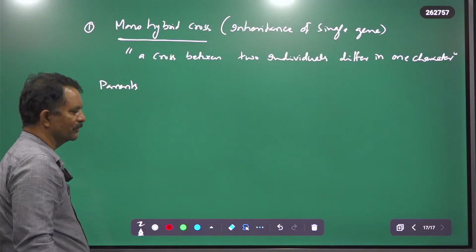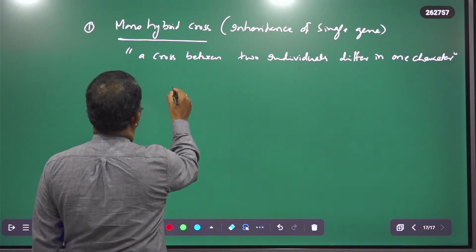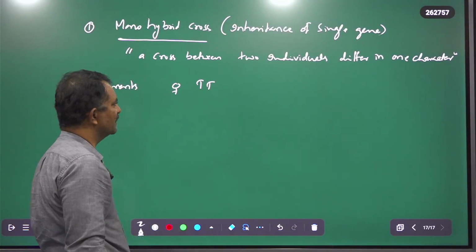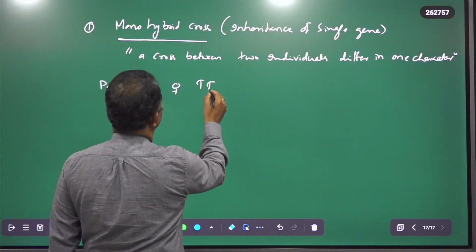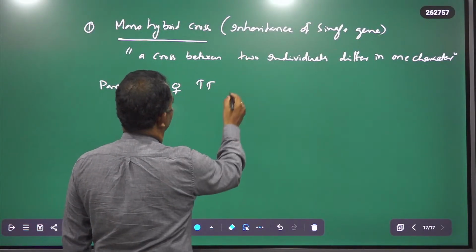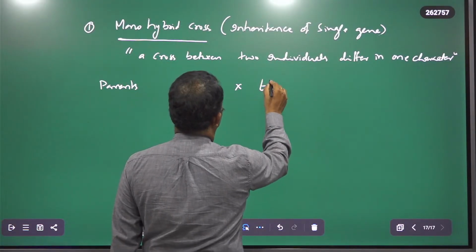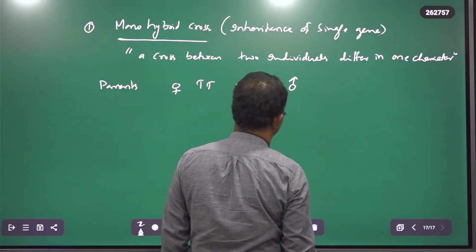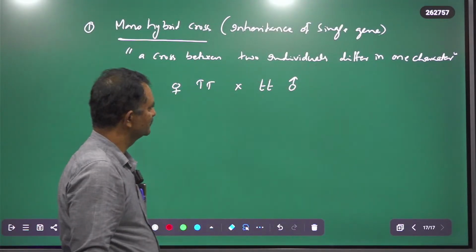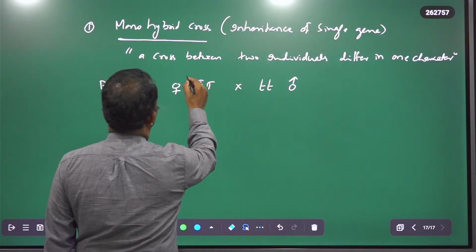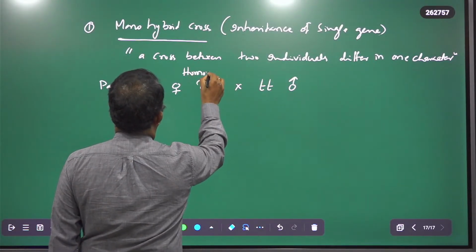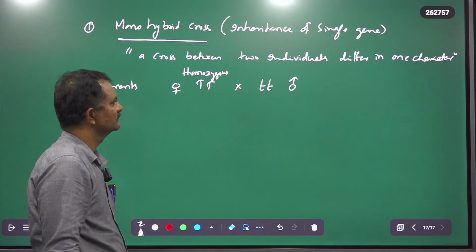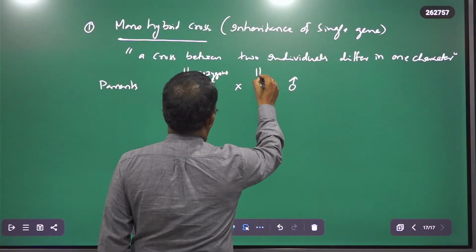Parents always should be pure. Mendel crossed a female parent, capital T, nothing but a tall plant, homozygous tall, with a male dwarf, homozygous dwarf. Already we know what is homozygous: nothing but pure.